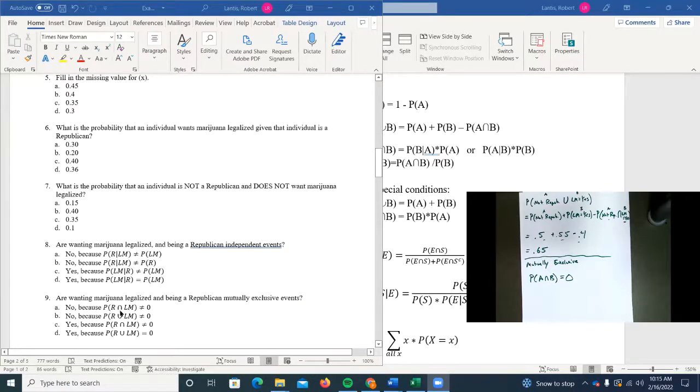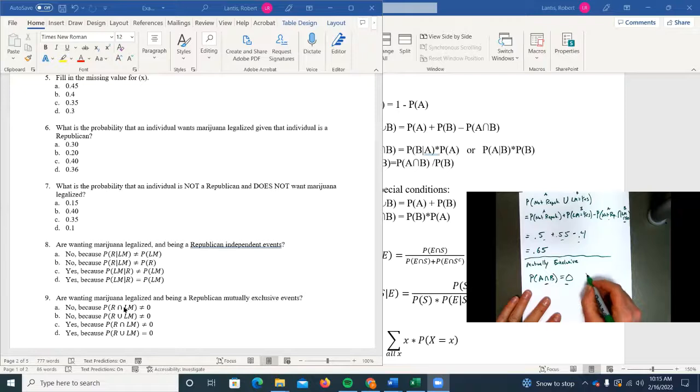So no, and is it because the union or the intersection is not 0? Well, because the intersection is not 0, right? It's that intersection of the two events being equal to 0 that would say yes, they are mutually exclusive. So anytime the intersection is something other than 0, we would say no, they're not mutually exclusive. And here the events aren't A and B, it's just being Republican and wanting marijuana legalized. So LM and R. Okay. Any questions on that? We'll do the tougher one next.